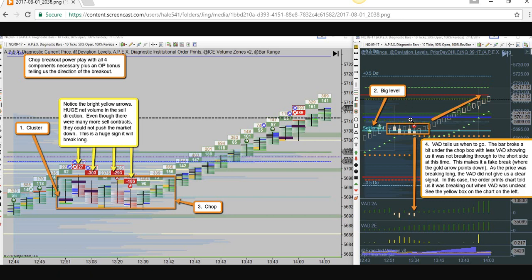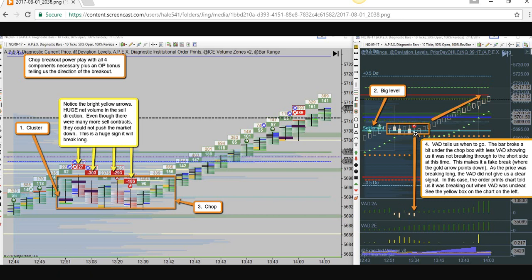Okay? How do we know not to take this trade short? How do we not get caught in fake breakouts? Any of you guys that are chop traders, that is the biggest problem with chop breakout trading, all of the fake outs. You get caught in the fake outs, right? Oh, look, it's starting to break out of chop and I went that direction and it just came right back and got me. Well, what is VAD telling you right there?